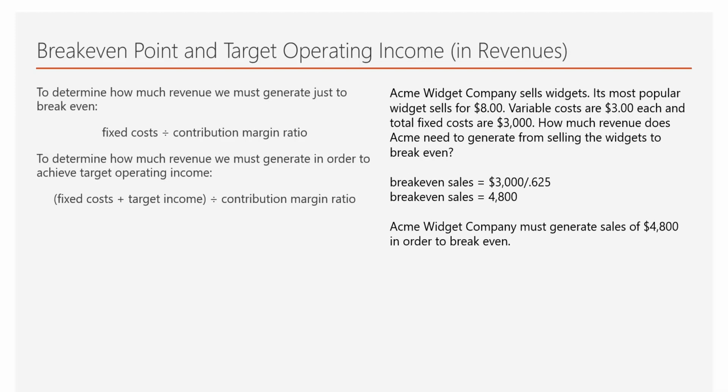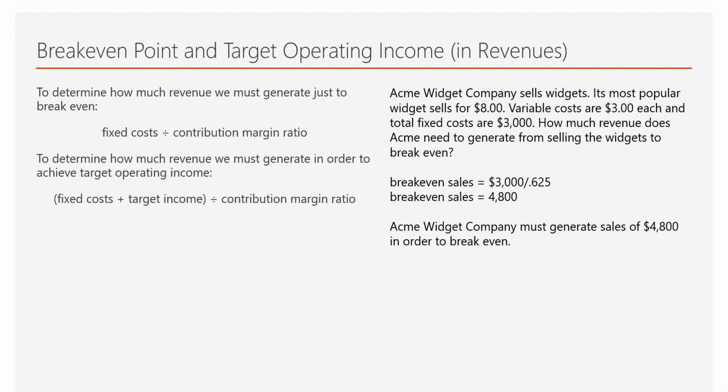So I'm going to take my break-even sales, or my fixed cost of $3,000, and divide that by my contribution margin ratio. How do I calculate my contribution margin ratio? Well, I'm going to take my contribution margin, and what is my contribution margin here? $8, my sales price, minus $3 of variable costs, gives me $5 contribution margin. My contribution margin ratio is that $5 of contribution margin divided by my sales price per widget of $8.